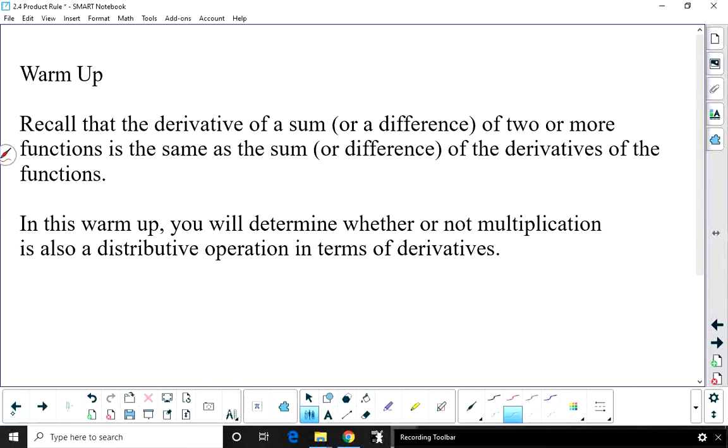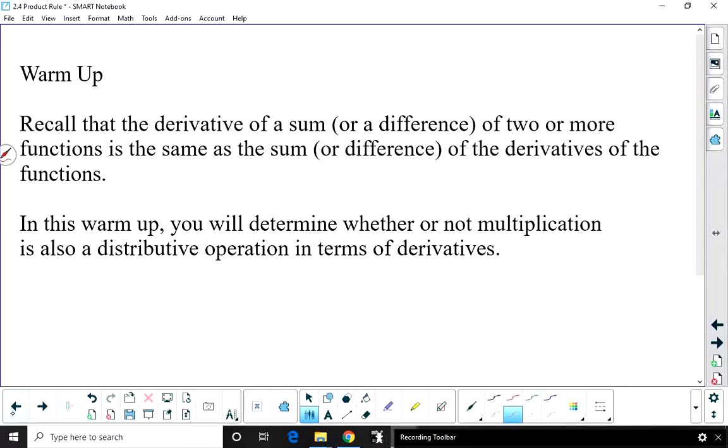We're going to determine right now whether that's true for products. That is to say, if we take the product of something and differentiate it, will we get the same thing we would get if we differentiated the first part and differentiated the second part and then multiplied?